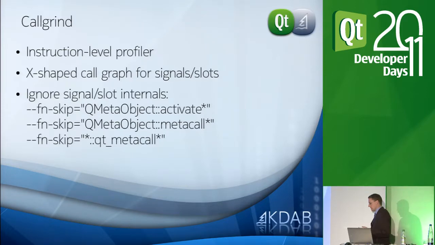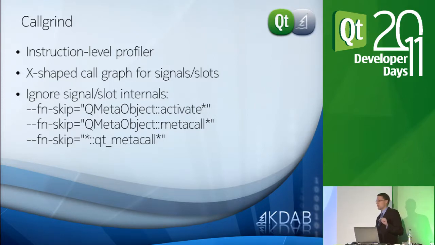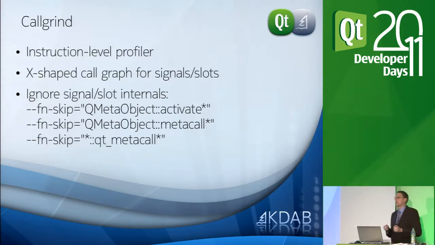Because what you're generating there is like an X-shaped call graph. So if you have one signal that is connected to a slot, you go through those QMetaObject::activate, QMetaObject::metaCall, and then the qt_metacall method in the moc file. And if you have another connection, it goes through the same methods. So everything is going through those QMetaObject methods. So you can't figure out anymore which slot is called from which signal, which is very important if you want to optimize the number of calls. And it confuses the cycle detection in Callgrind quite a bit.